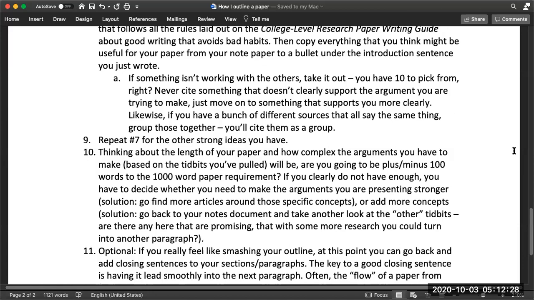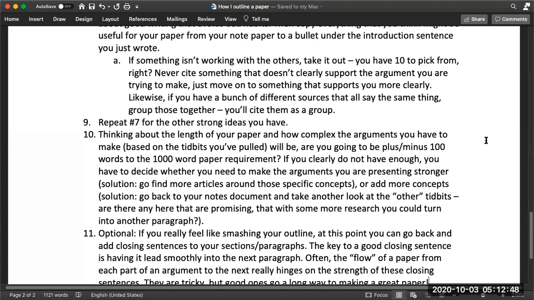Maybe a space will appear for it as you're writing. But at this moment, don't try to force anything. It's just an outline. So I want you to do exactly that for the other strong ideas that you have. So in this case, you have 3 strong ideas.